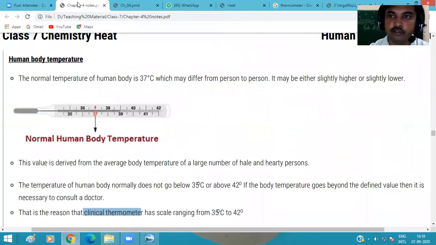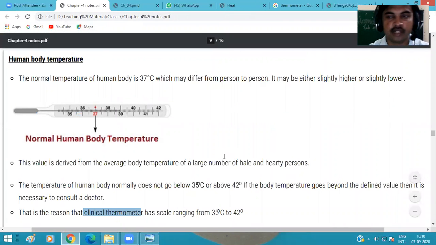So today we discussed the clinical thermometer. I hope you understand. If you have any doubt, you can ask. Good luck.